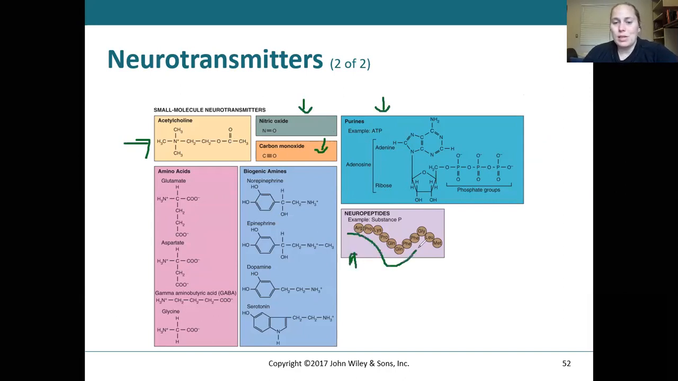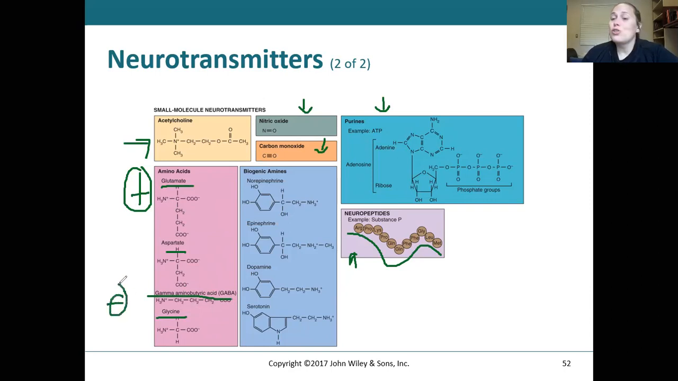Again, this is just a protein. You can tell that because these are little amino acids here. The amino acids, like I said before: glutamate, aspartate, GABA, glycine. Glutamate is the major excitatory neurotransmitter. So pretty much every thought you're having in your brain right now is being mediated via glutamate. It's the major excitatory neurotransmitter. That is something you'll need to know.